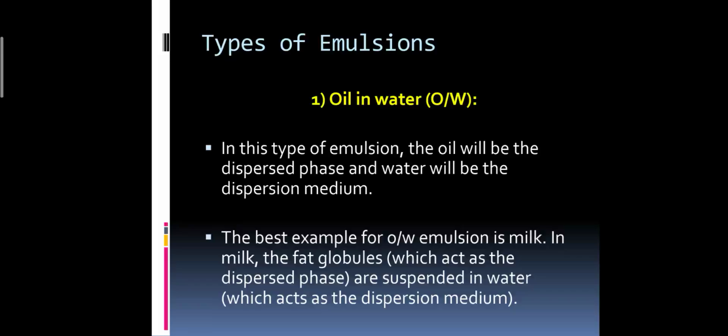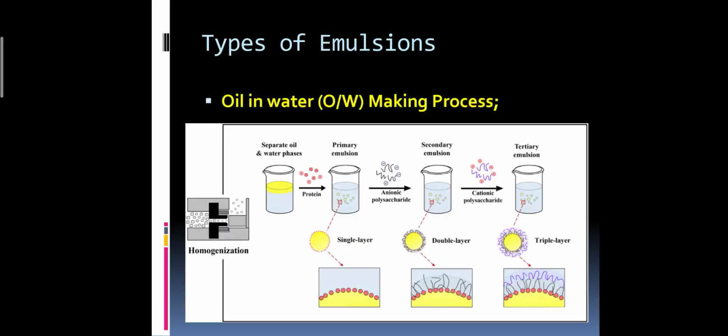So the first type is the oil in water emulsion. In this type of emulsion, the oil will be the dispersed phase and the water will be the dispersion medium. The best example of oil in water emulsion is milk. Here is a brief process of how we make an oil in water emulsion. First of all, we take two phases, the water phase and the oil phase. Then we mix them, and then we apply some surfactants or emulsifying agents in order to disperse the oil in the water, and then we have the oil in water emulsion.